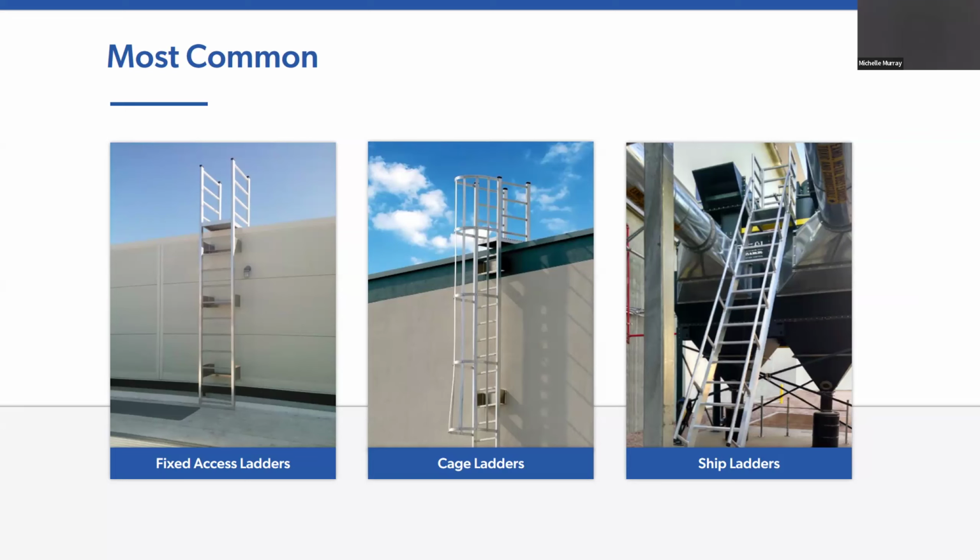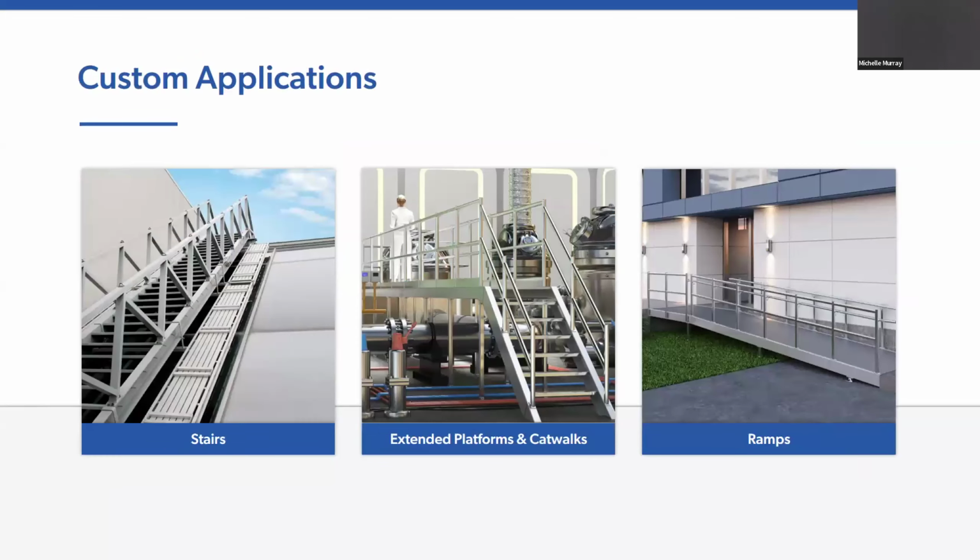These are the most common types of ladders: the fixed access, the cage ladder, and the ship ladder, also referred to as ship stairs. Other common applications include stairs, extended platforms and catwalks, which we'll see in our case studies, and ramps.